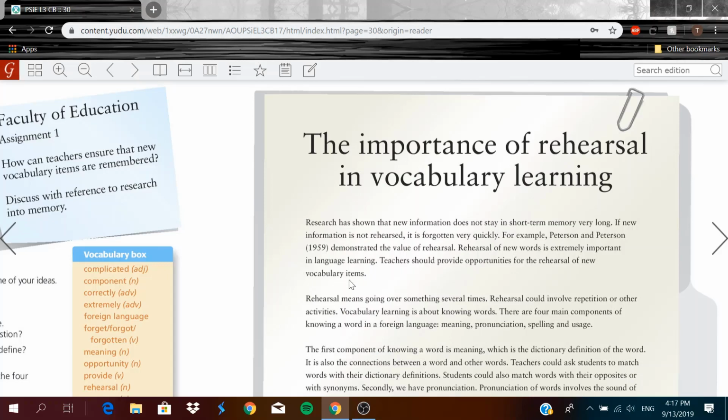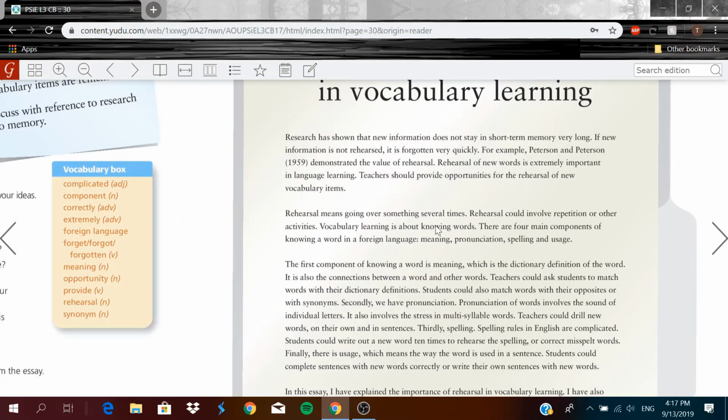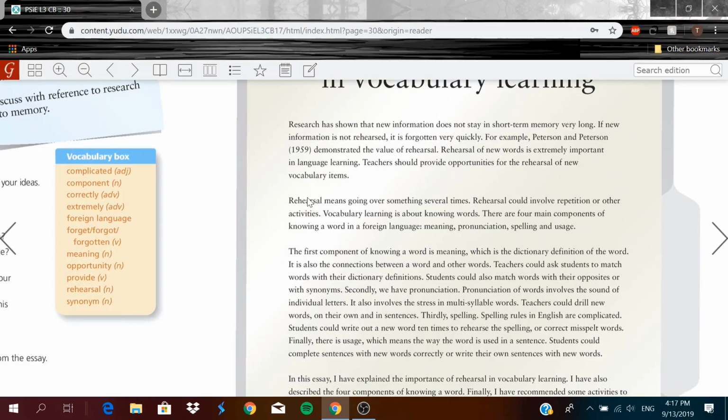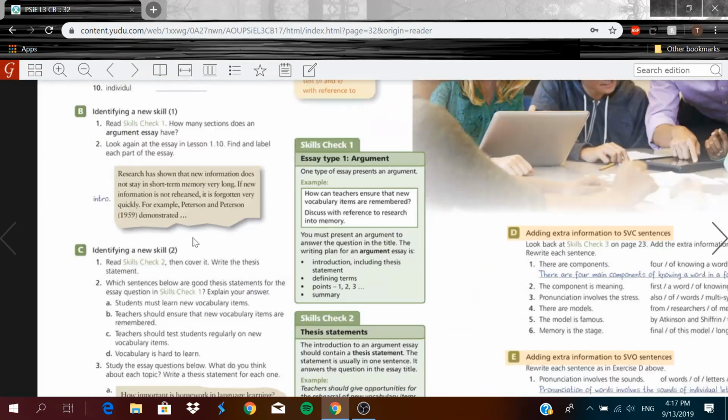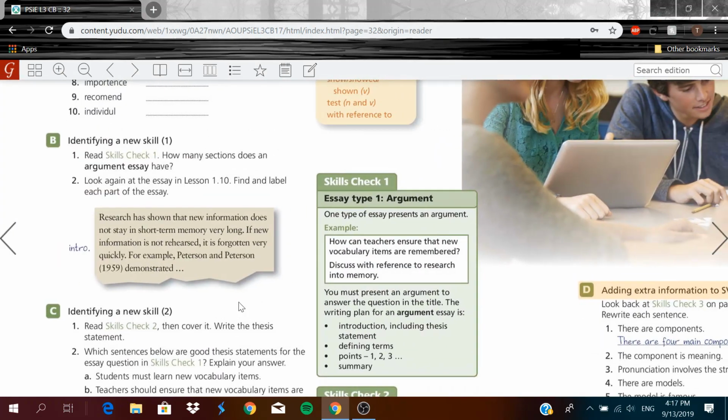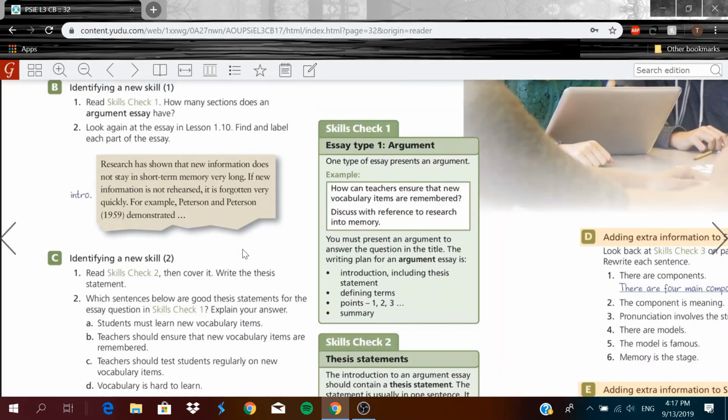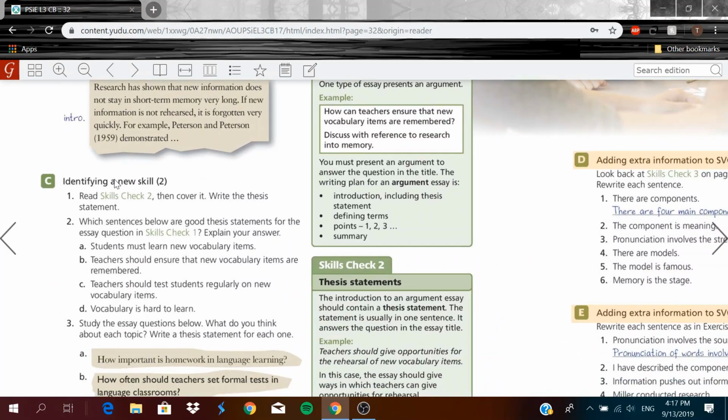And then we have thesis statement. It's right here. So teachers should provide opportunities for the rehearsal of new vocab items. That's the thesis statement, okay? So you can go back after finishing this lesson and label the different sections in this essay, all right? But for now, we'll leave that for later.